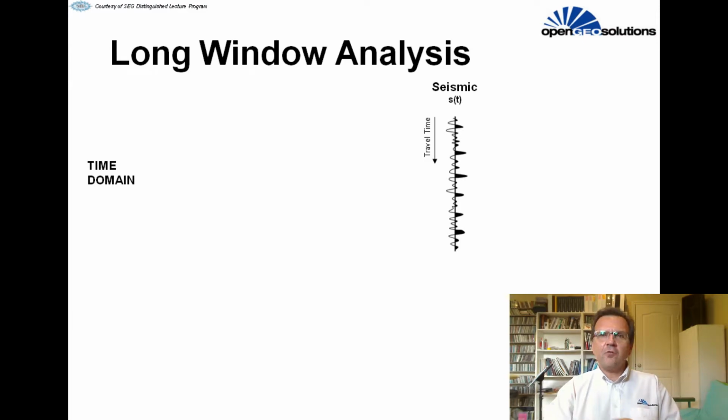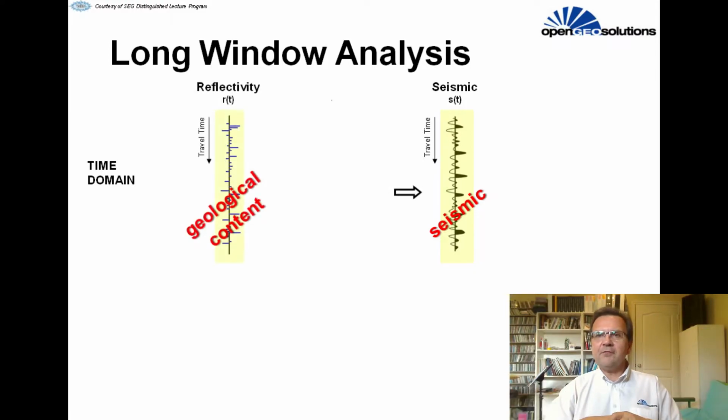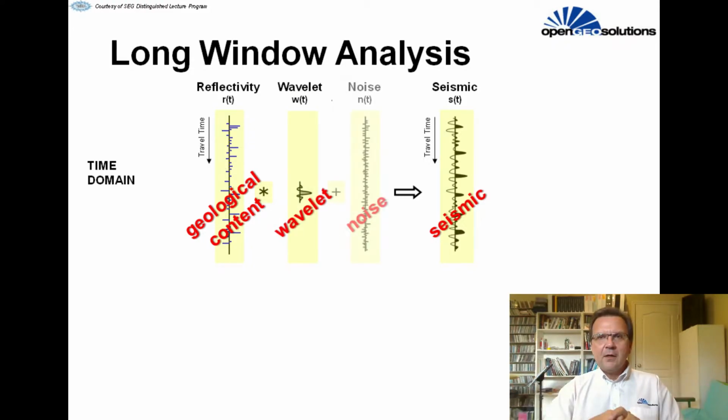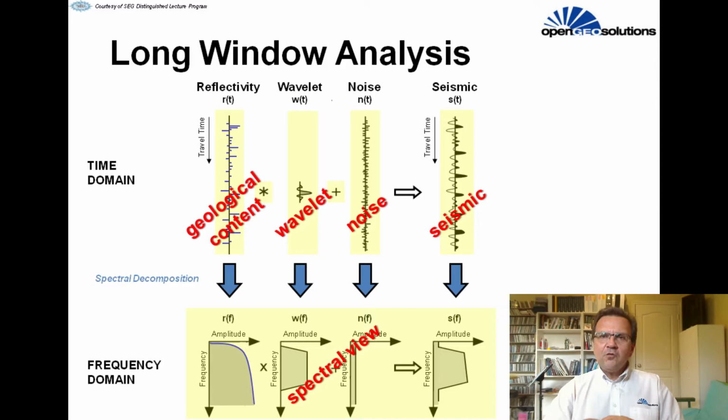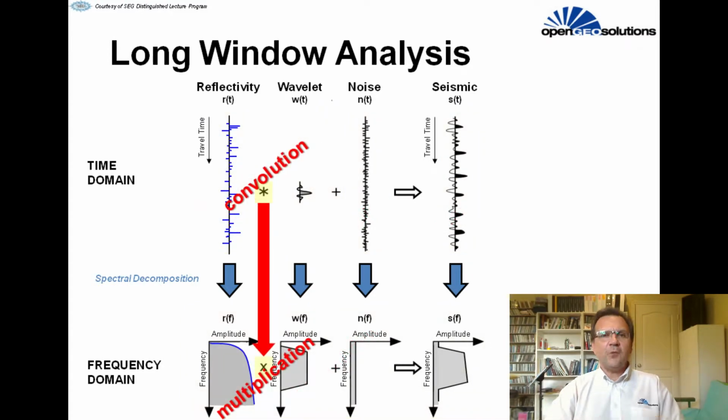In a basic cartoon form that ignores complexity and implications associated with acquisition, processing, and transform types, seismic reflection data can be thought of as a combination of reflectivity, which contains the geologic content, the wavelet, which is convolved with the reflectivity, and noise, which in this case is shown as an additional low-level randomly distributed energy. When you transform these components into the frequency domain for a spectral view of the elements, convolution becomes multiplication.